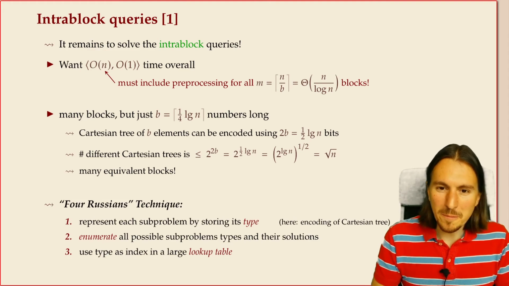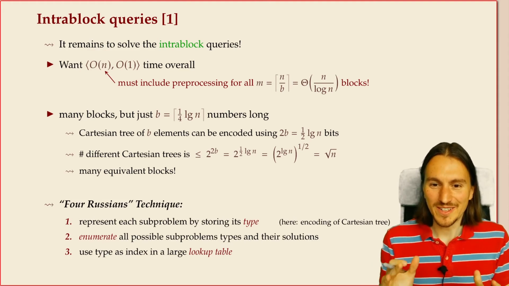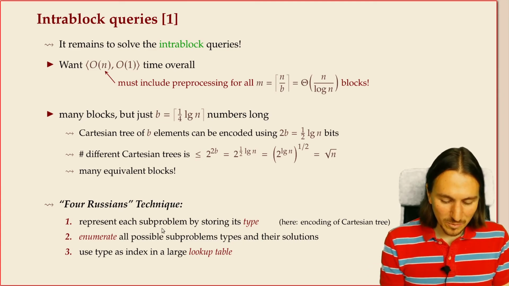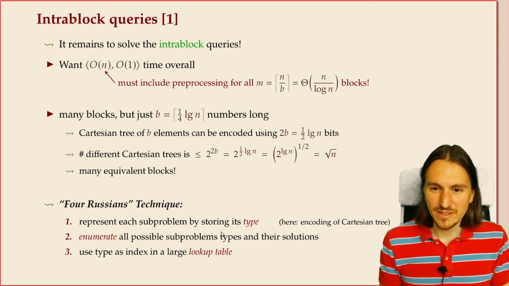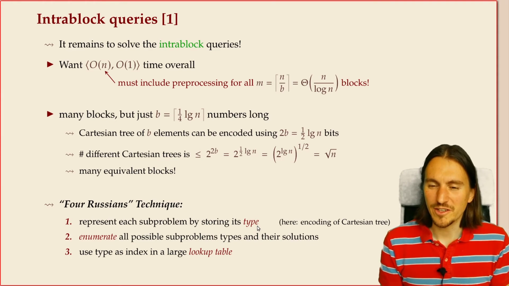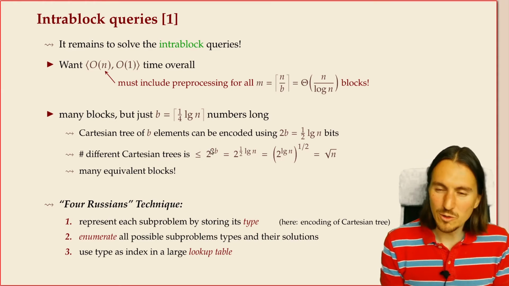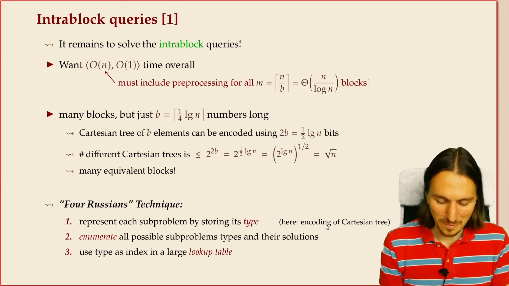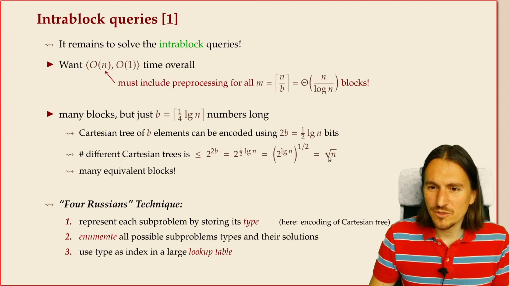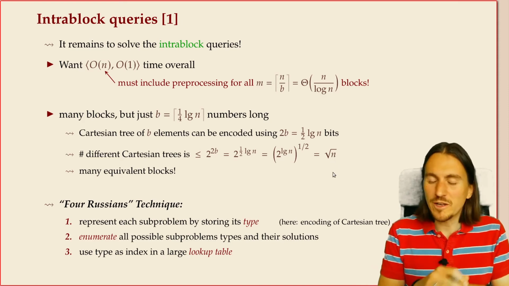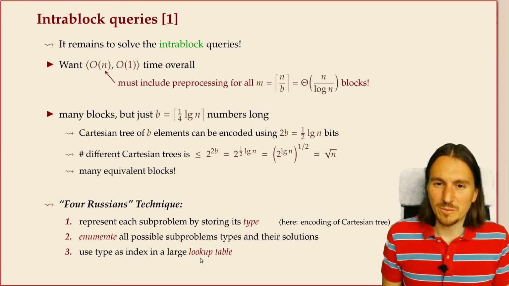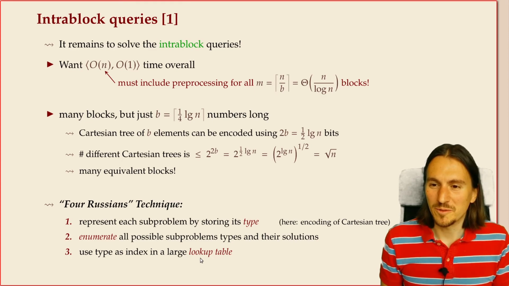So how can we make use of that? And that is what the Four Russians technique comes down to. We take each subproblem and represent it by its type. So that's a local encoding of the Cartesian tree in our case. And we will use this 2B-bit encoding that I've shown you. Then we enumerate all possible subproblem types. There are just root n of those, so we can just pre-compute them all and store them in a big table. And then use the type as an index in that big table.